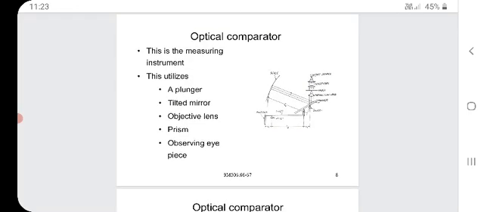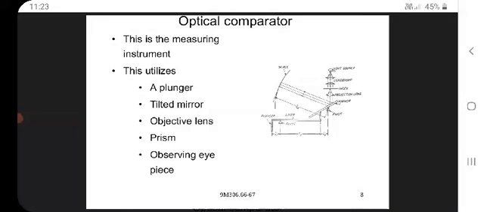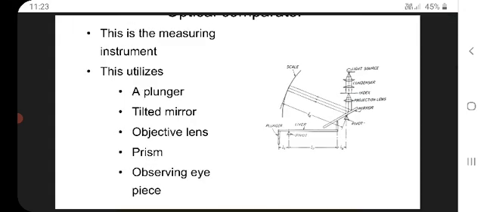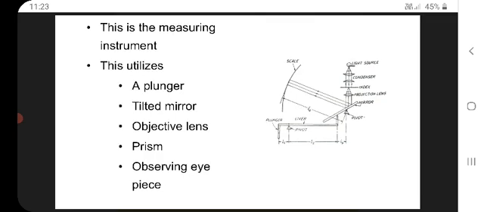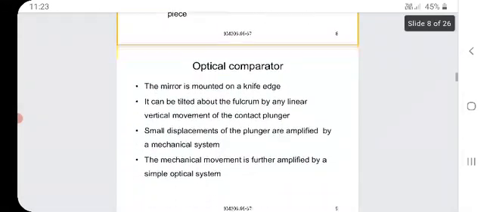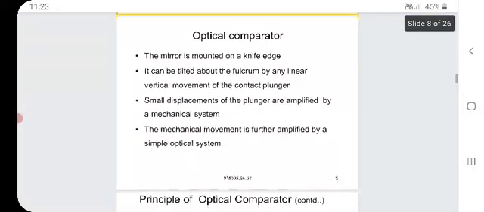This is the measuring instrument. This utilizes, see, plunger, tilted mirror, objective lens or projection lens, prism, observing eyepiece.